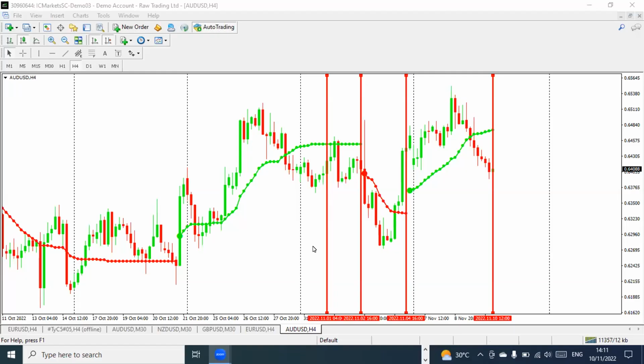So we'll be starting, this is 1st of November. Okay, so we are bullish here. All right, so from 1st of November to 2nd of November, we are bullish. This is on H4 time frame.